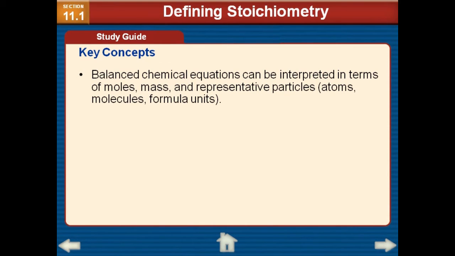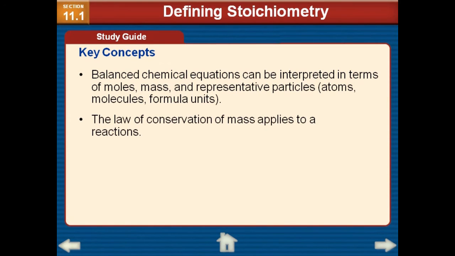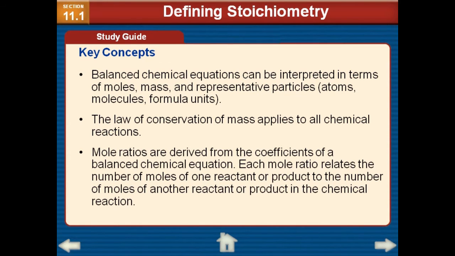Okay, the key concepts we went over. Balanced chemical equations can be interpreted in terms of moles, mass, and representative particles. The law of conservation of mass applies to all chemical reactions. Mole ratios are derived from the coefficients of a balanced chemical equation. Each mole ratio relates the number of moles of one reactant or product to the number of moles of another reactant or product in the chemical reaction.